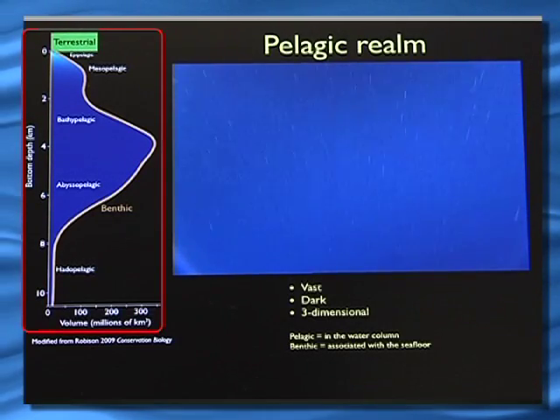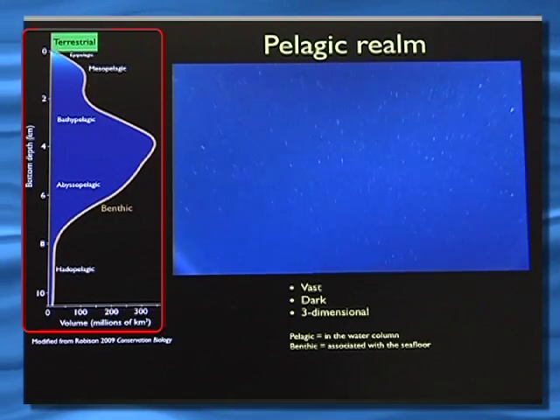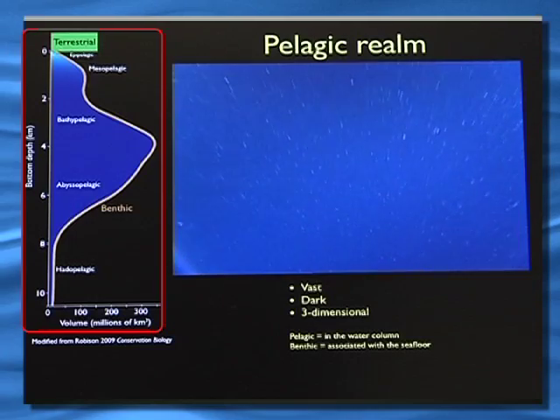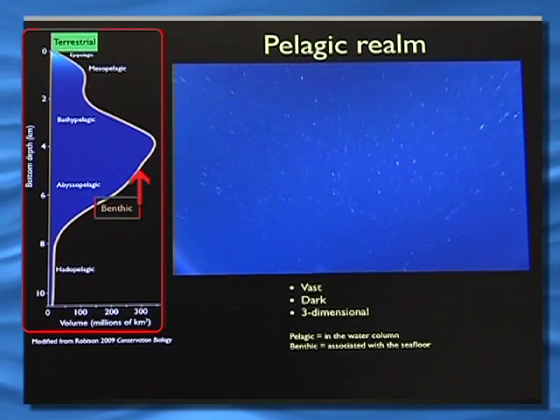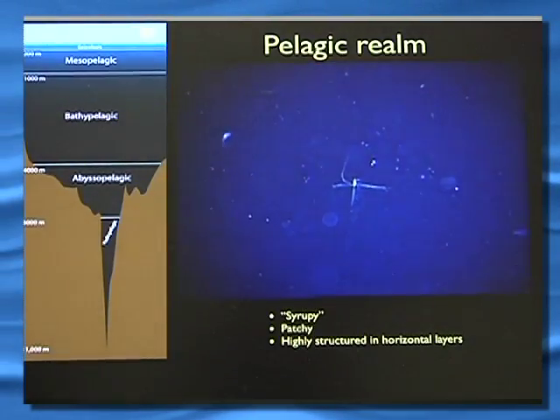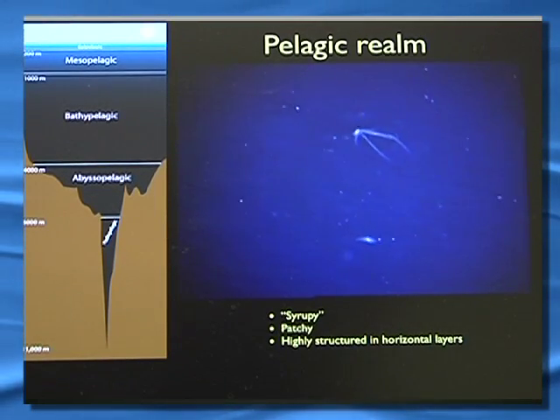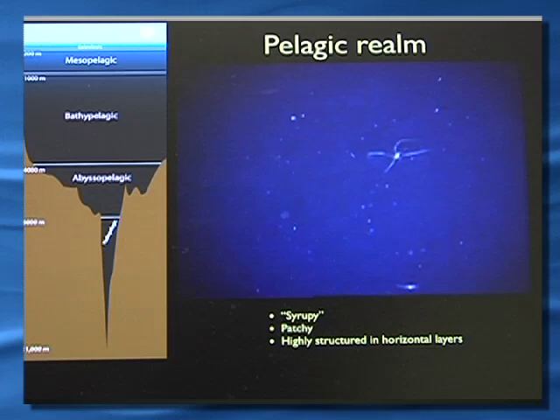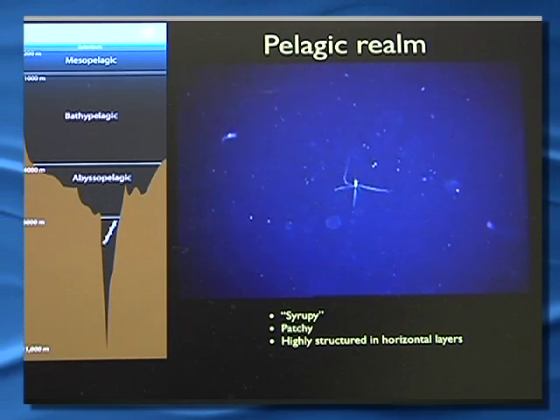This diagram gives you an idea of the different habitats by volume and by depth. So the brown stripe basically is the benthic habitat. All the blue is the pelagic habitats, and terrestrial is up there. So the pelagic realm is also, it could be described as syrupy. The animals that live there are anywhere from a few microns to 50 meters in length, 150 feet.